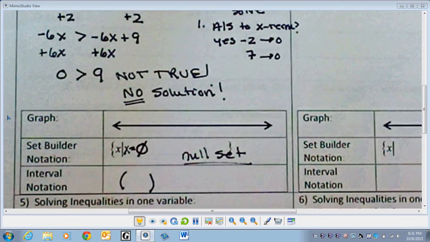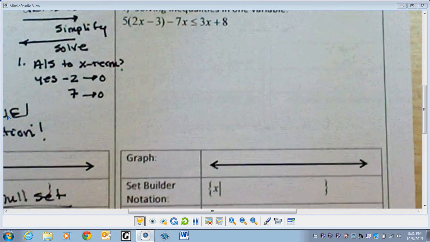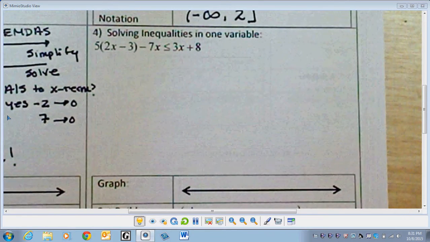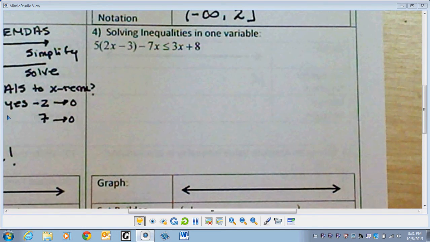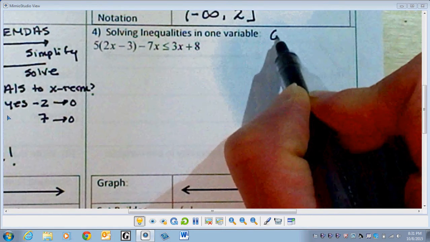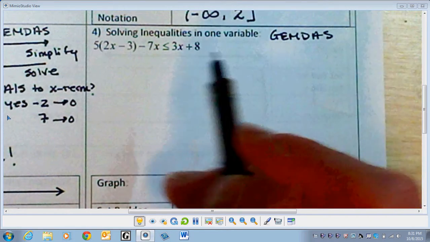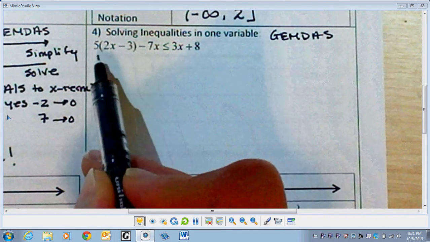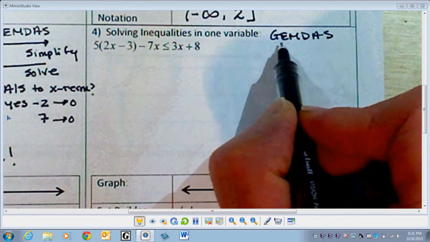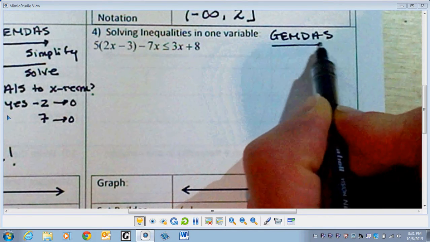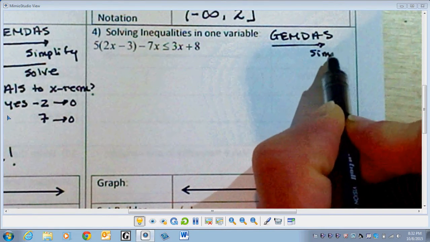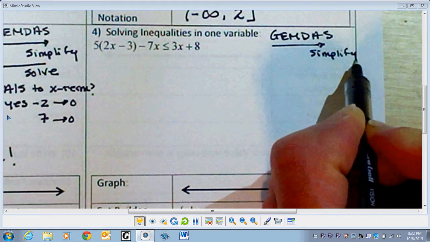Let's look at another inequality in one variable. We're going to use the same principle again. We're going to use the GEMDAS. Okay, I want you to start thinking about this. When we look on the left side, it's pretty busy, a lot of stuff going on there, which means we have to simplify first. We're going to simplify before we solve.